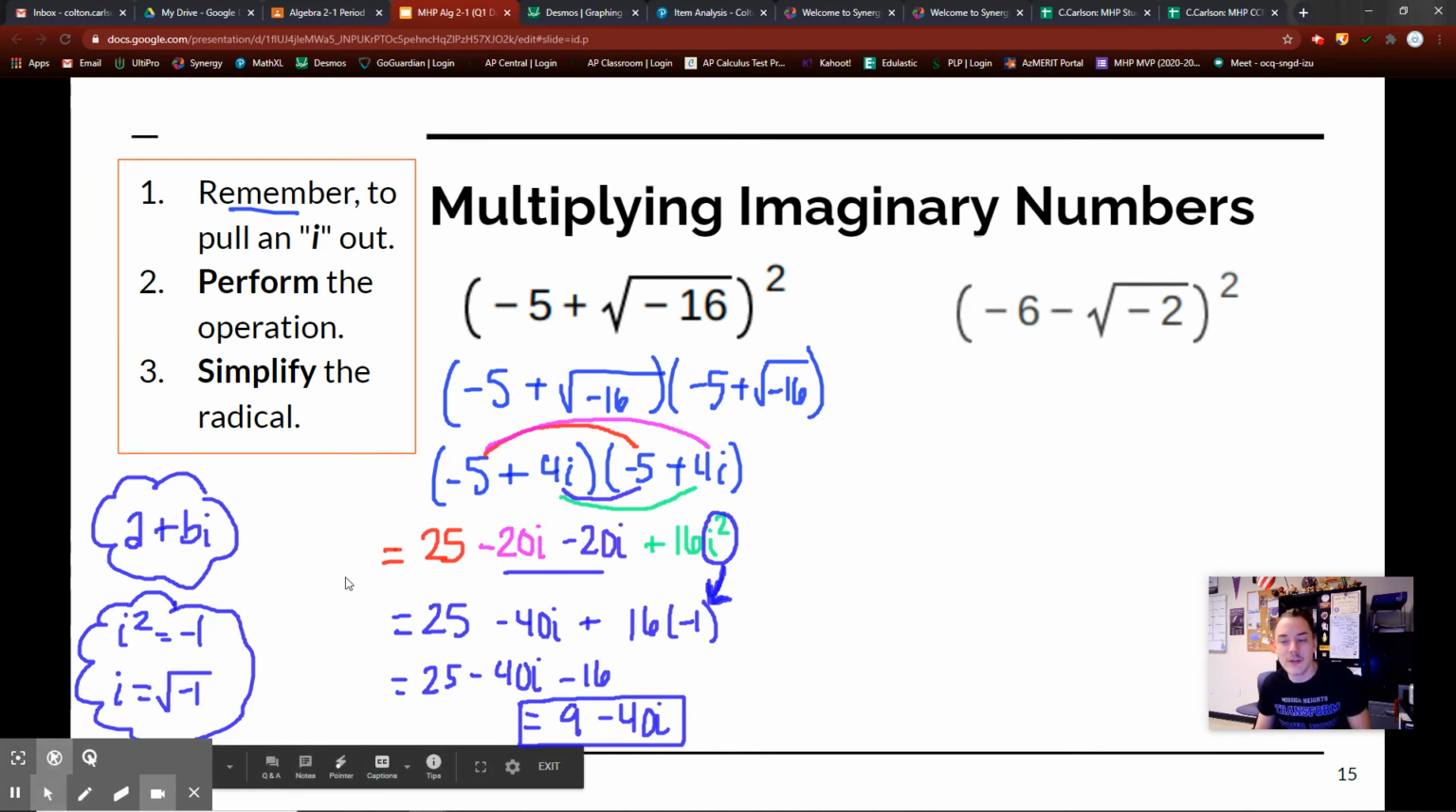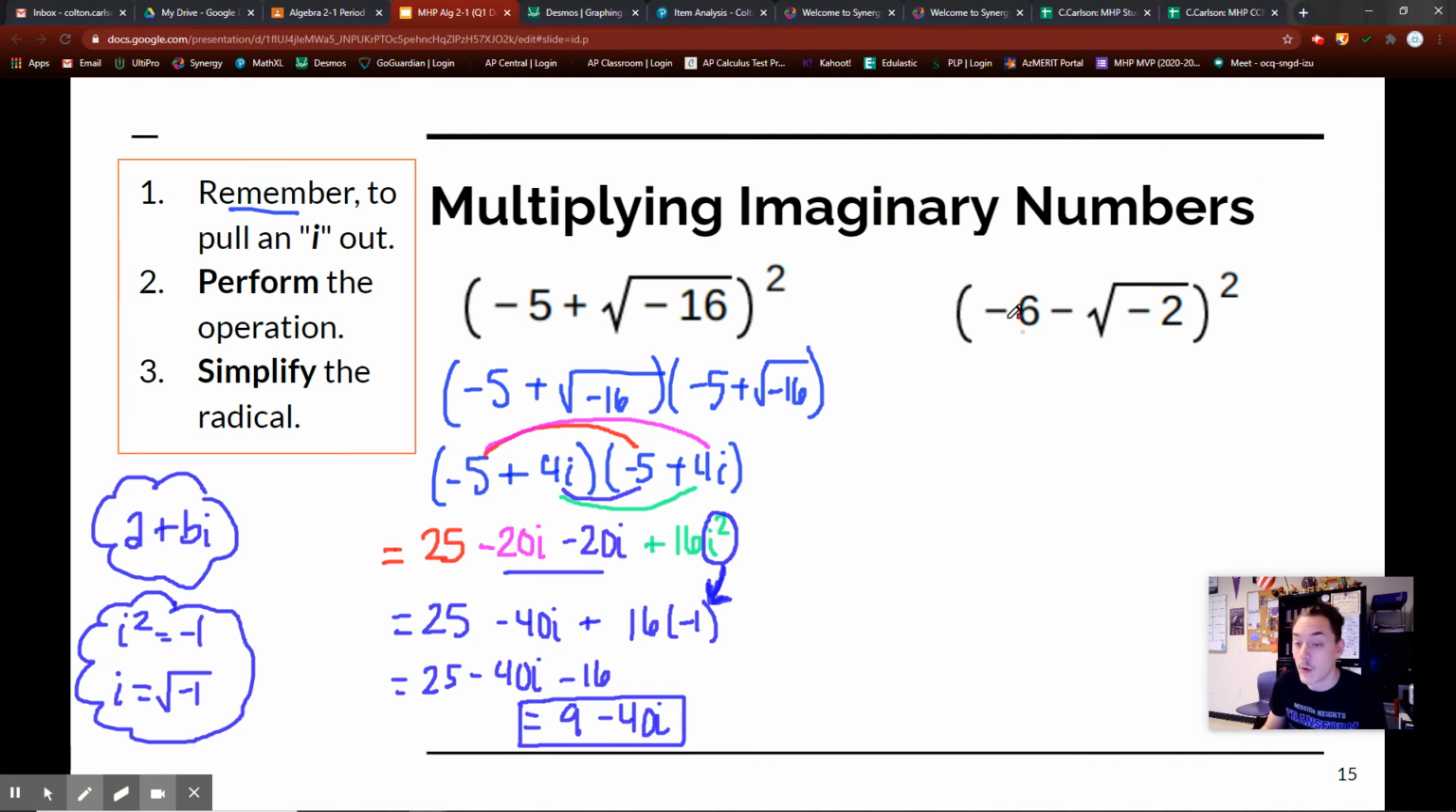See if you can actually do it yourself. If you want to try to do it yourself, go ahead and pause the video. I'm going to walk you through it though. So what do we have here? Well, first off, I have negative. I'm going to skip a couple steps though. Minus i times radical 2, and then negative 6 minus i times radical 2.